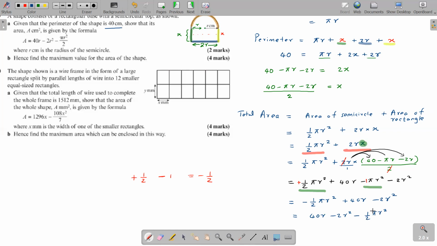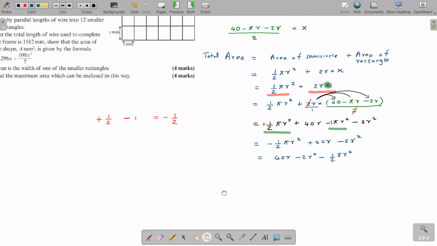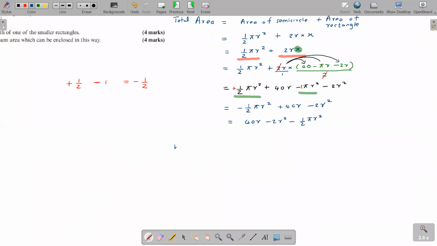Hence, find the maximum value for the area of the shape. Okay, how do we find the maximum value? Whenever we come to the word maximum or minimum, it means what? We have to differentiate, right? So I've got my area equation. Is there any r in the denominator? No, right? So I can directly differentiate. Shall I directly differentiate? So dA by dr, differentiate.